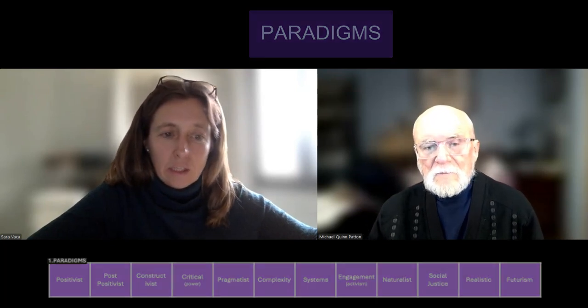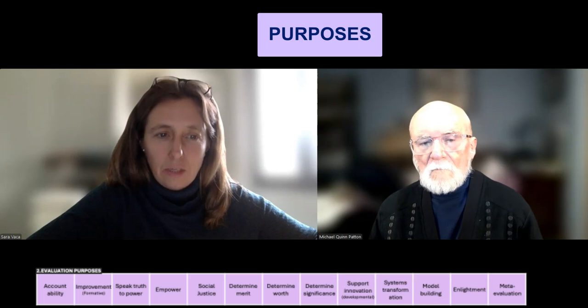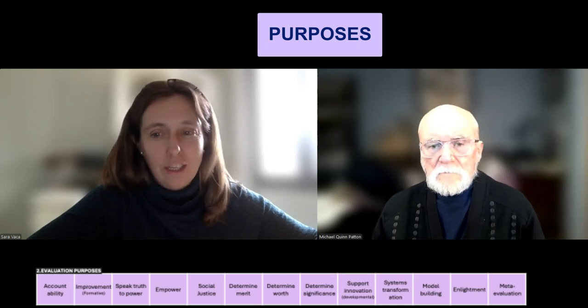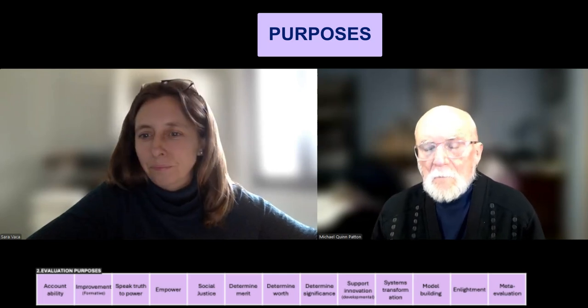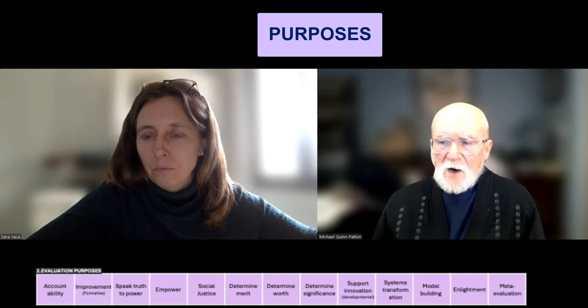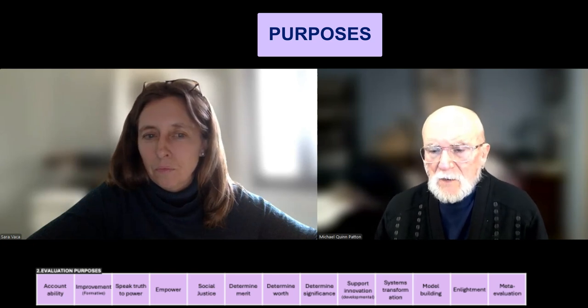Okay, and this category was already in the original one, but with fewer options. Category 2 is purposes. That was also there in the original. Well, purpose is really what drives everything else in the evaluation.